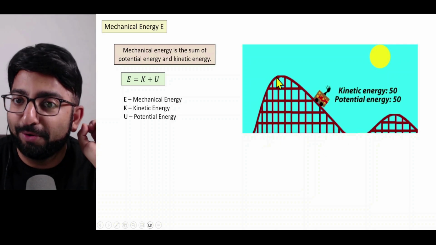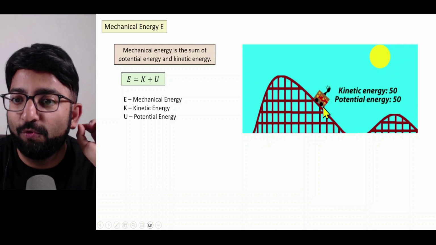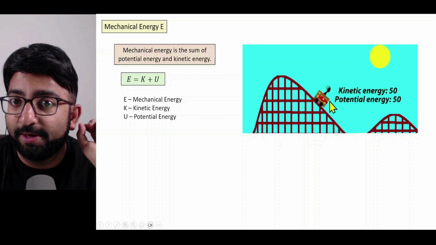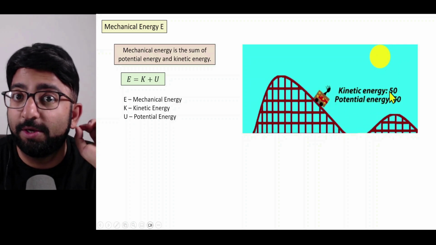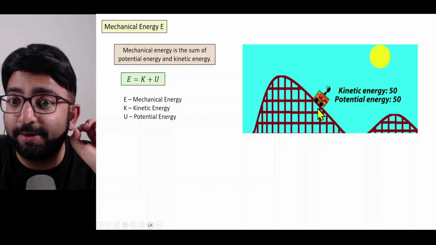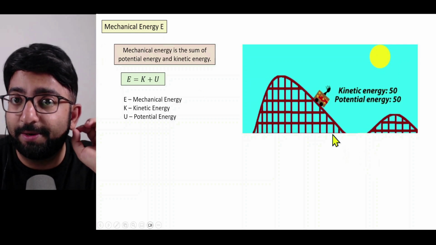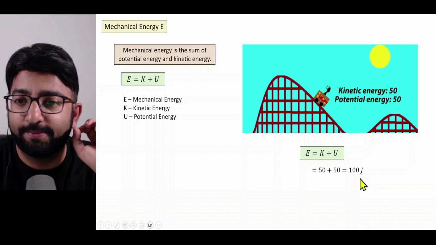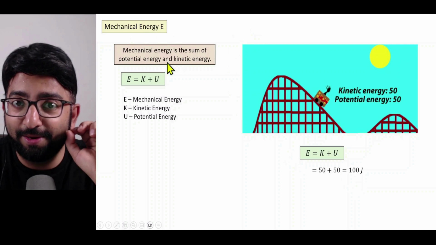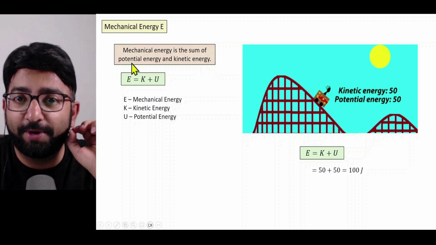So we have a roller coaster. So let's say this cart is moving, and at a particular instant it is in this position where the kinetic energy is 50 and potential energy is also 50. So the total energy, which is called the mechanical energy, will be 50 plus 50, which is equal to 100 joules. And that is what we need to find, the mechanical energy. Just add the kinetic and potential.